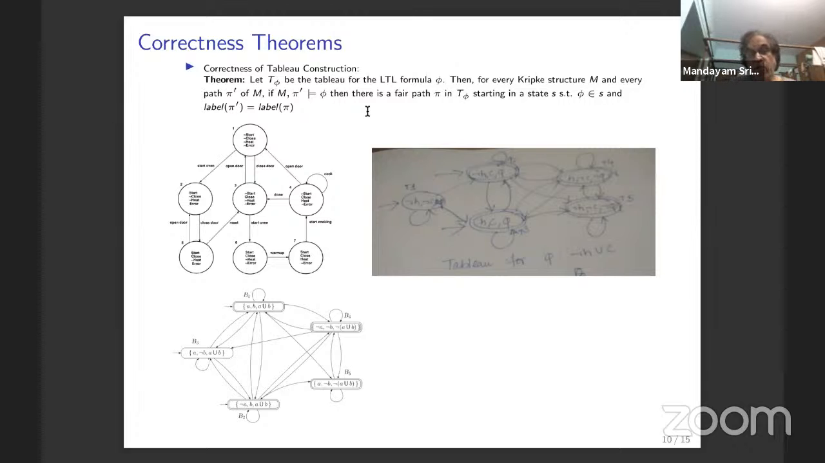Okay, a formal proof is a bit lengthy, but it is mostly done by induction using the structure of the formula. Okay, so that is one important correctness theorem associated with the construction of the tableau. Okay.